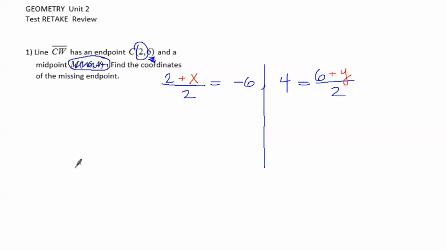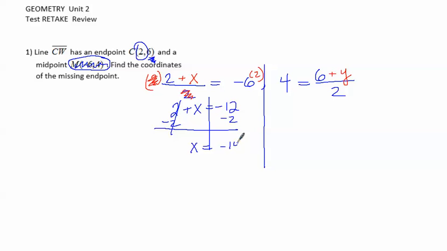each equation. Remembering to solve these equations, when you have a denominator, you multiply both sides of the equation by that denominator. And this 2 cancels out the denominator 2. And you have 2 plus x is equal to negative 12. Then you subtract 2. And x is negative 14.